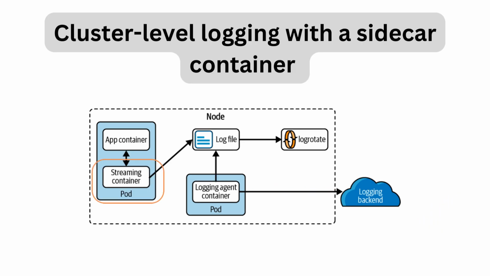Next up, the sidecar container. It's like having a buddy alongside your app, capturing logs and channeling them to a different spot. This means you can easily separate different log streams, perfect for untangling those pesky errors.